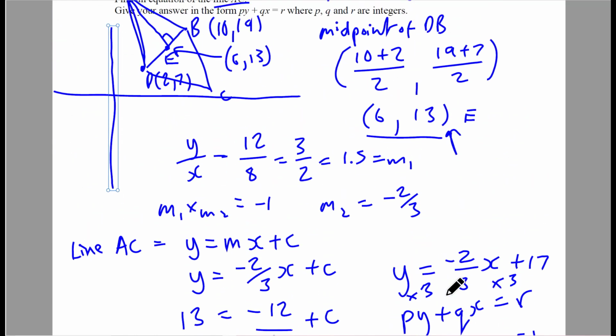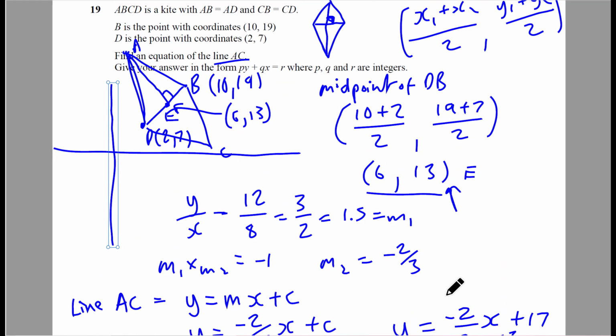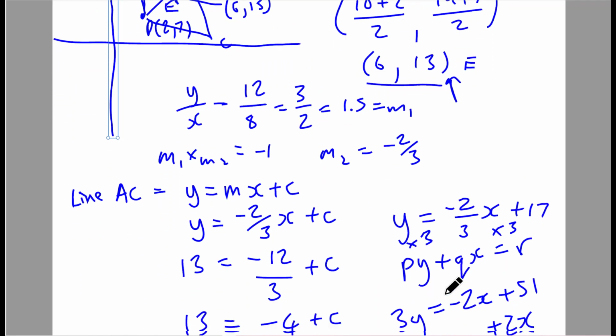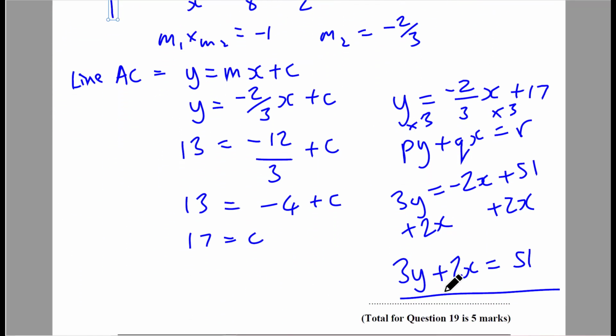And that is a doable 5 marker, but you've got to recognise the properties of a kite.